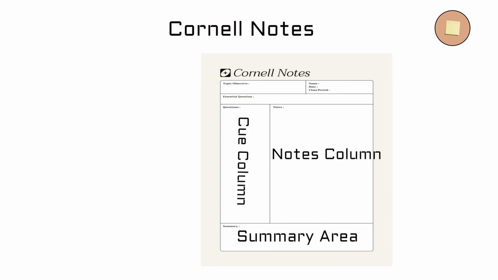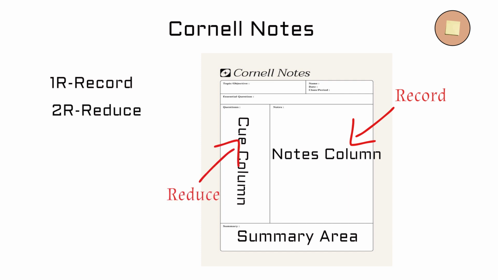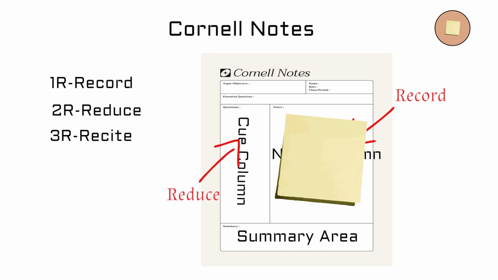It also comes with a 5-step process called the 5 R's. Record. Write down important info. Reduce. Condense it into keywords in the Q column. Recite. Look only at the cues and try to recall. Reflect. Think about what you truly understand and what is still unclear. Review. Spend 10 minutes each week reviewing mainly the cues and summary. This makes studying way more effective.